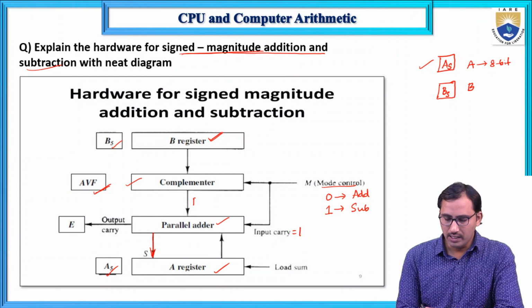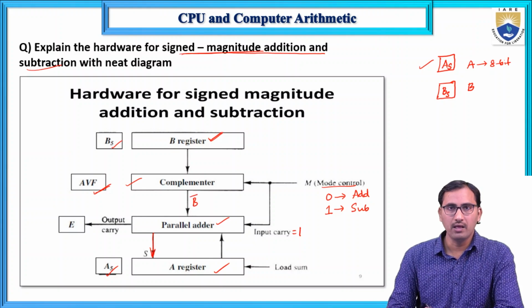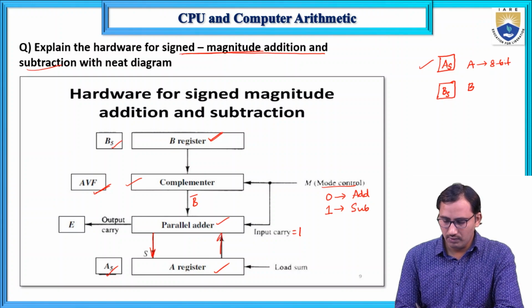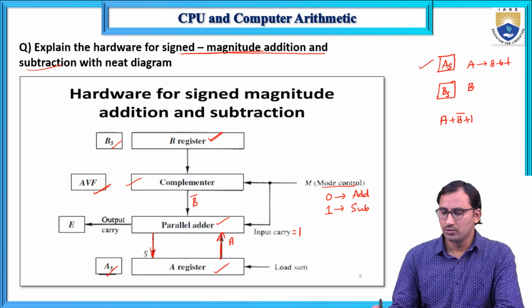That means it becomes B bar after performing the complementer. Then the B bar, the input carry plus 1, and the A register value are all added. So that means A plus B bar plus 1, which is equal to A minus B.